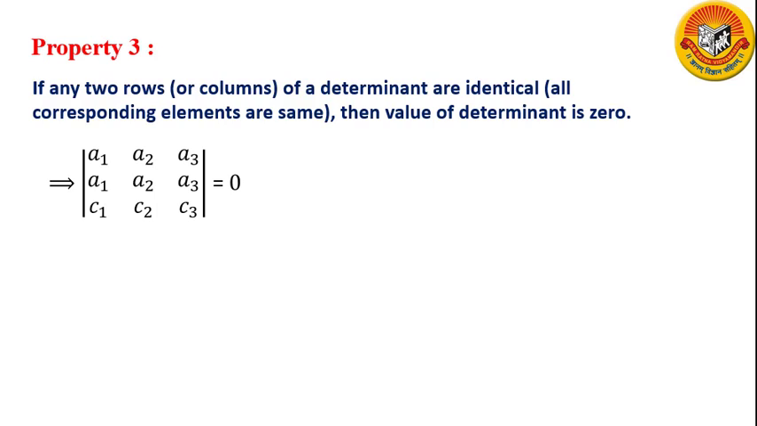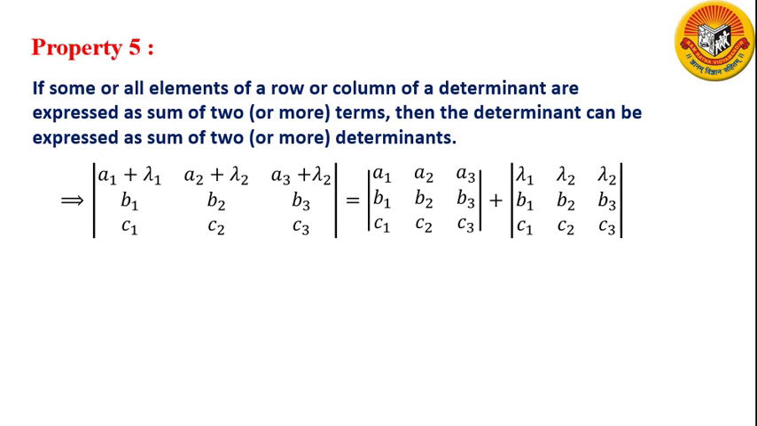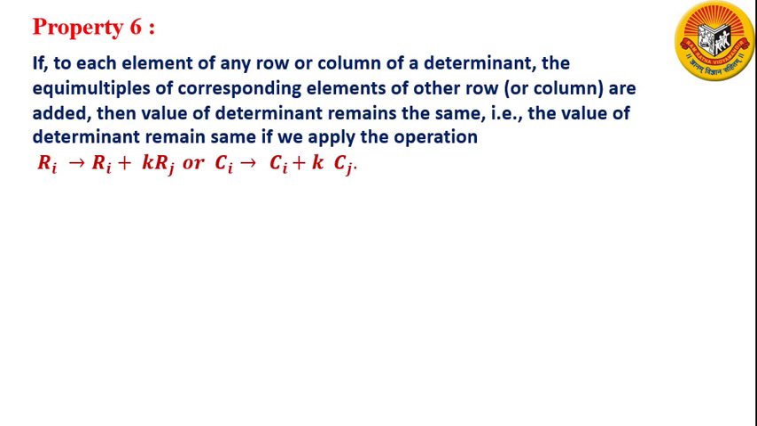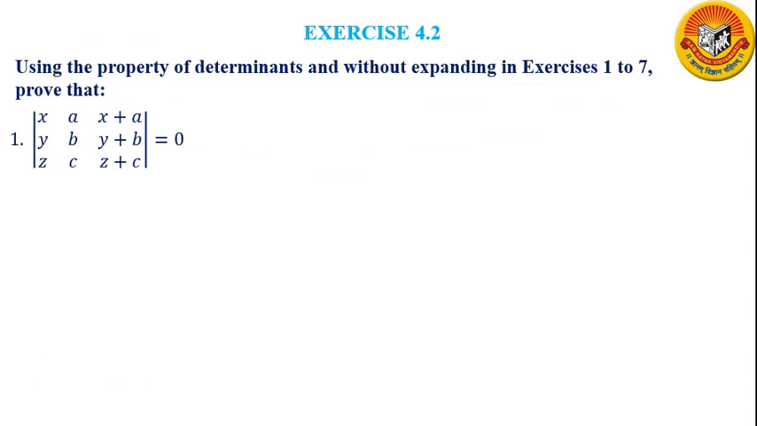The third property is, if two rows or two columns are identical, the determinant is 0. The fourth property is that if I multiply any row by some constant k, then the value of the determinant will also multiply by k. Fifth property, if any row or column is expressed as a sum of two elements, then I can write that determinant as a sum of two determinants. And the last property is that if I add any multiple of any row or column to another row or column, then the value of the determinant will remain unchanged. So these are the 6 properties. So let us start solving problems.